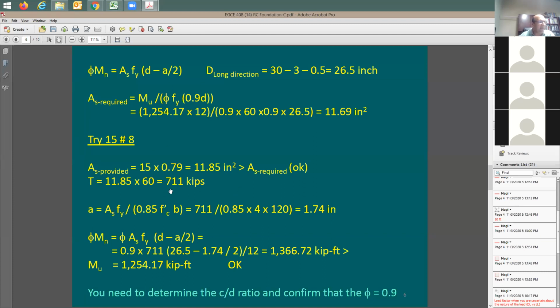Do you guys remember doing anything like this before? You try to come up with an estimate of the reinforcement. You set phi Mn equal to Mu, as you see here. And then you assume that d minus a over 2 is going to be equal to 0.9 d. And with that, you find out the amount of reinforcement needed to resist the flexure moment. And then you try a certain number of bars with some bar diameter.